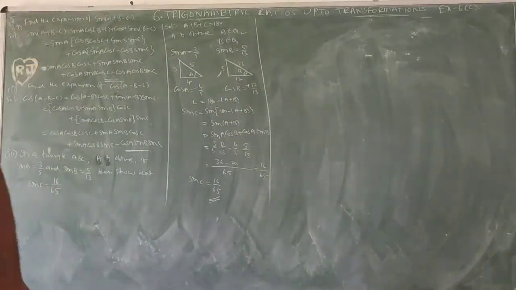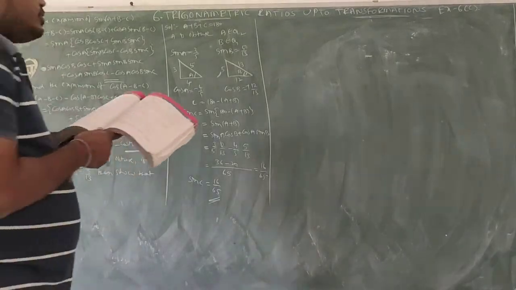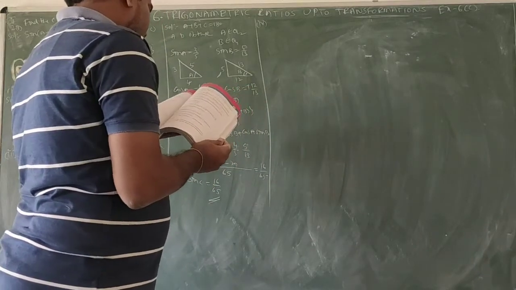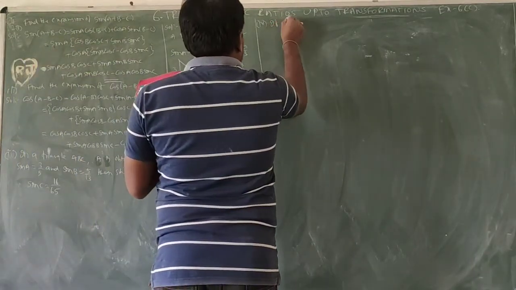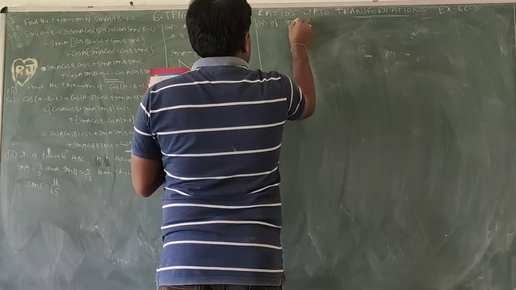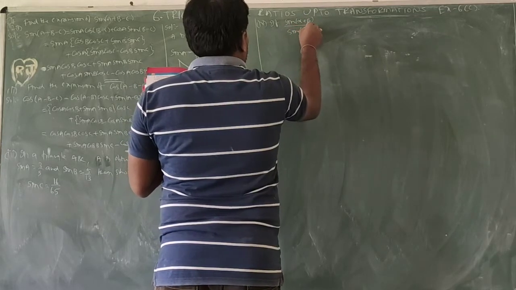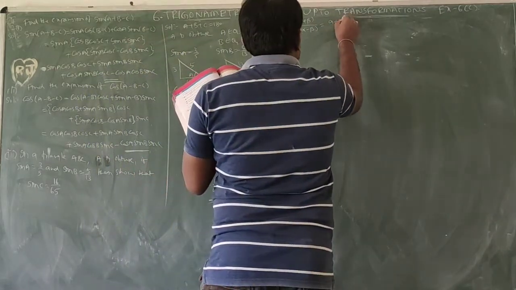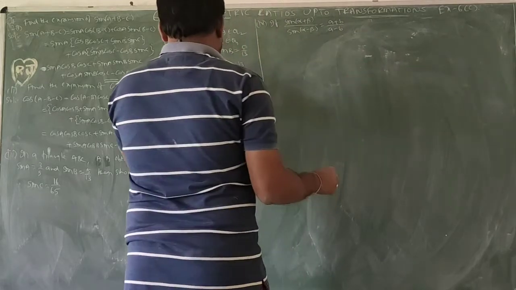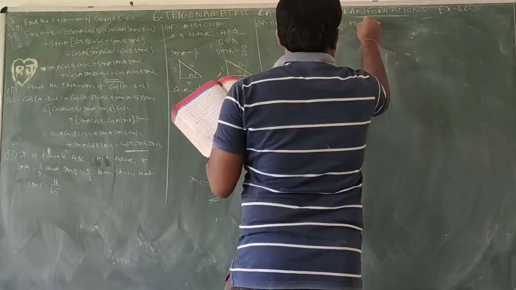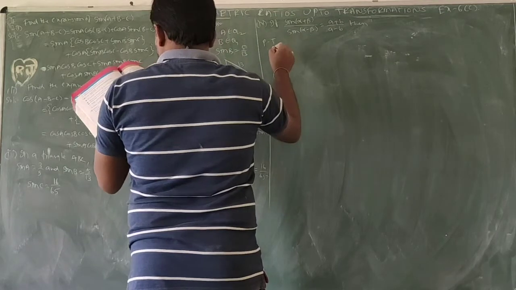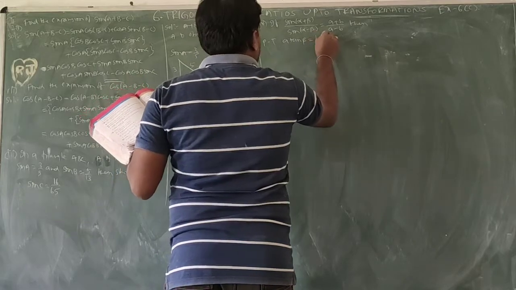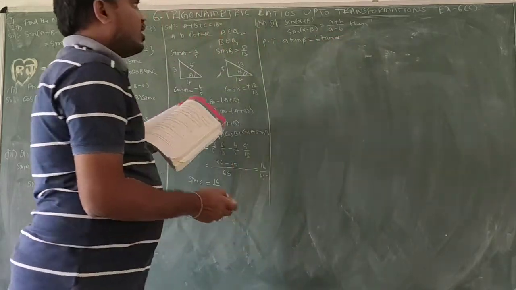Next question. The fourth question is: if sin of (alpha plus beta) by sin of (alpha minus beta) equals (A plus B) by (A minus B), then prove that A tan beta equals B tan alpha.